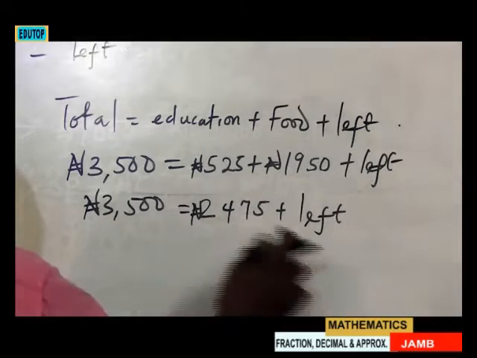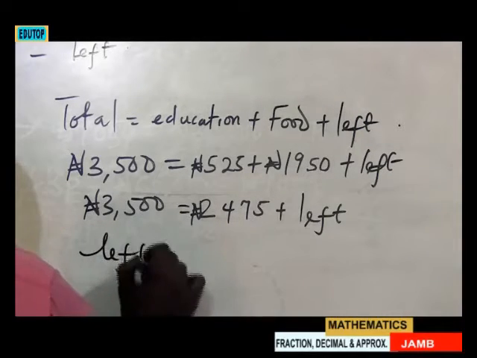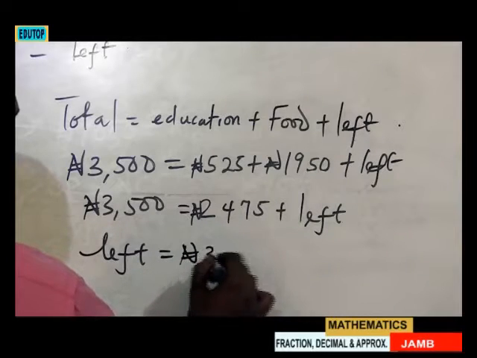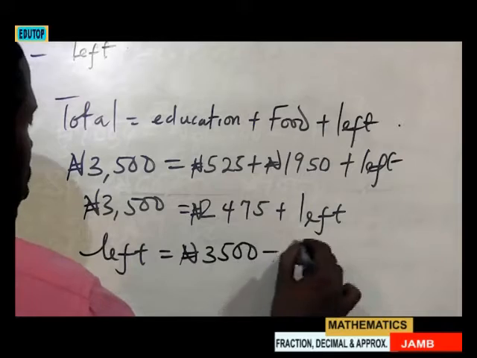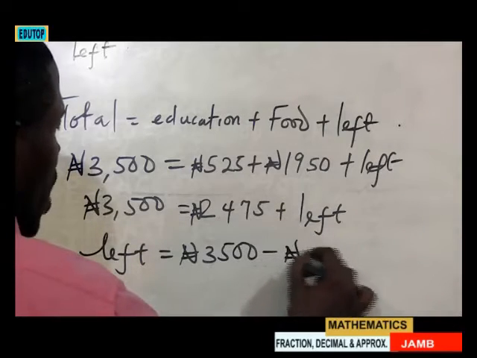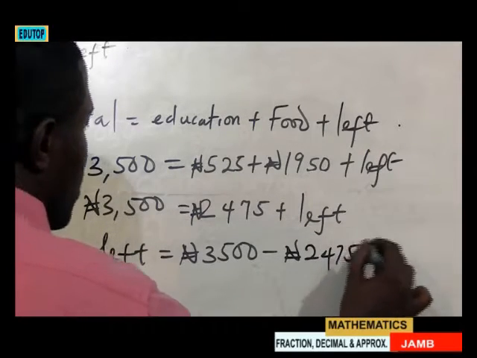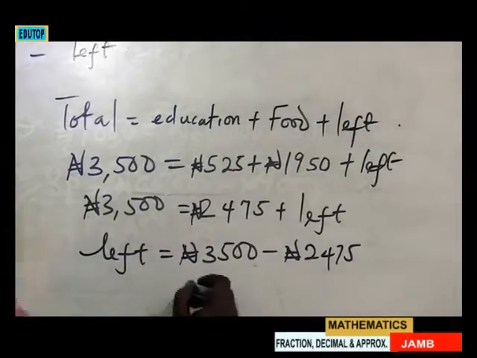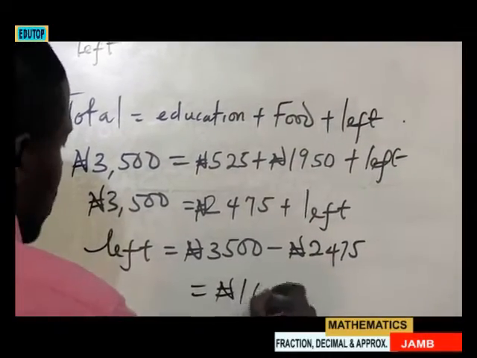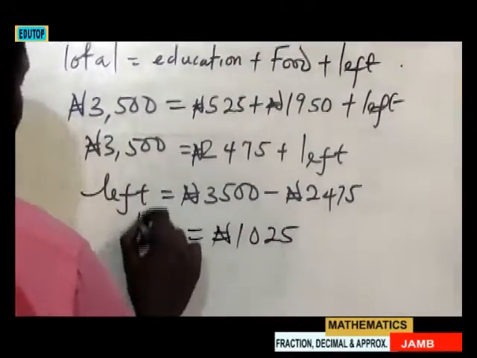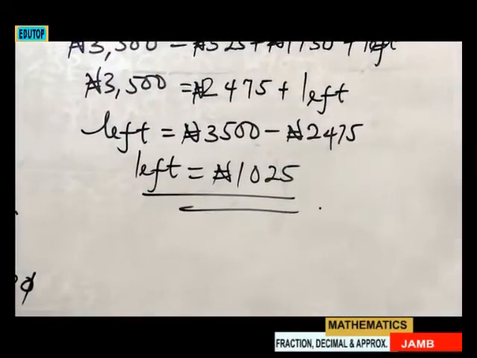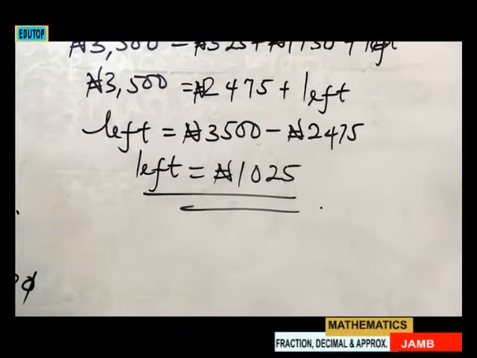So the amount left will be the earning as the total minus the one spent on education and food, and this is what you have, 2,475 minus 3,500. So that will be 1,025 naira. So the amount that will be left will be 1,025 naira.